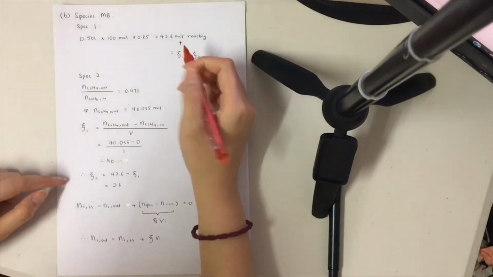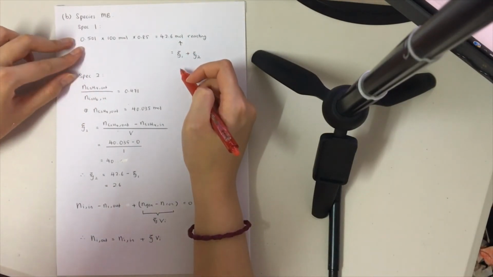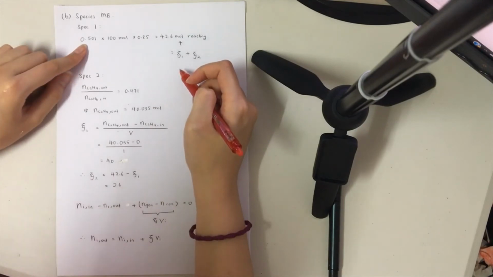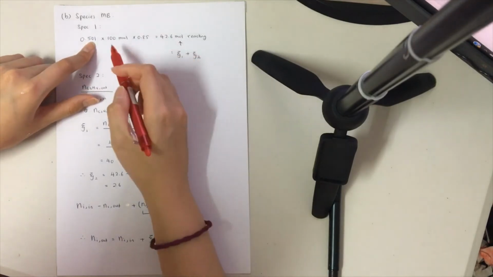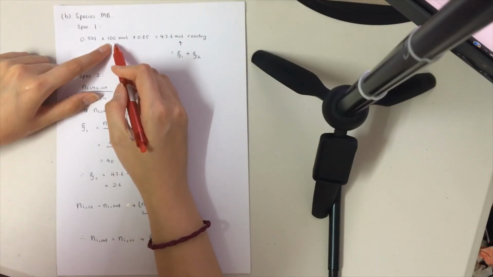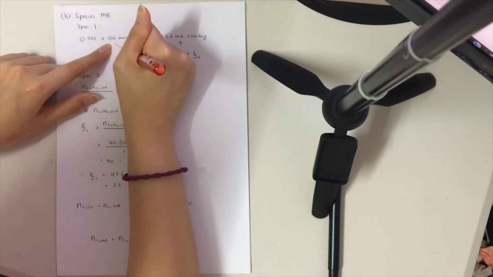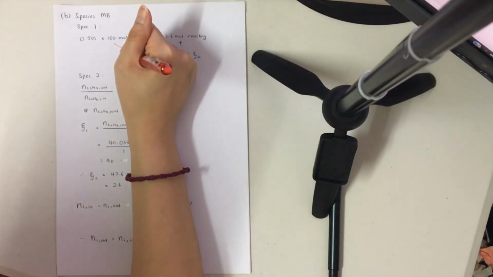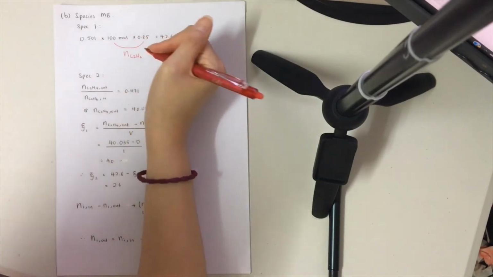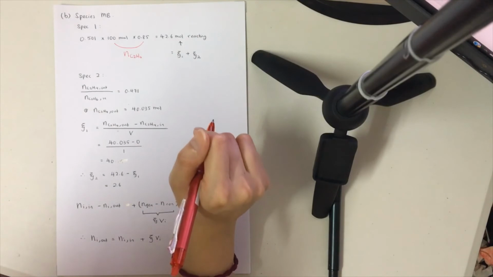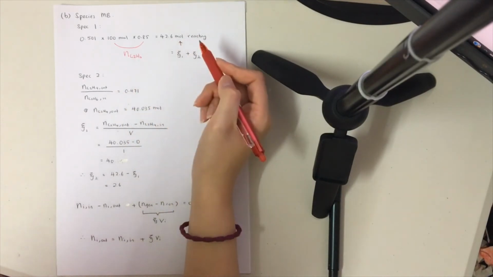Let's start. So the first one over here is specification 1. So we will use 0.501, which is the conversion of ethane, multiplied by the number of moles. So this over here is the number of moles of C2H6. Okay. And the value here is actually 42.6 moles reacting.